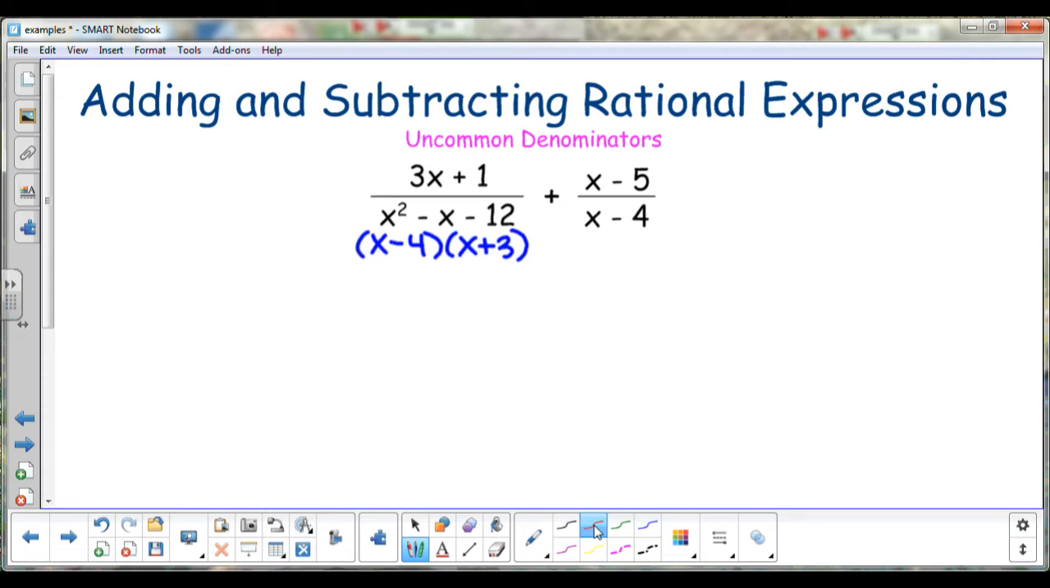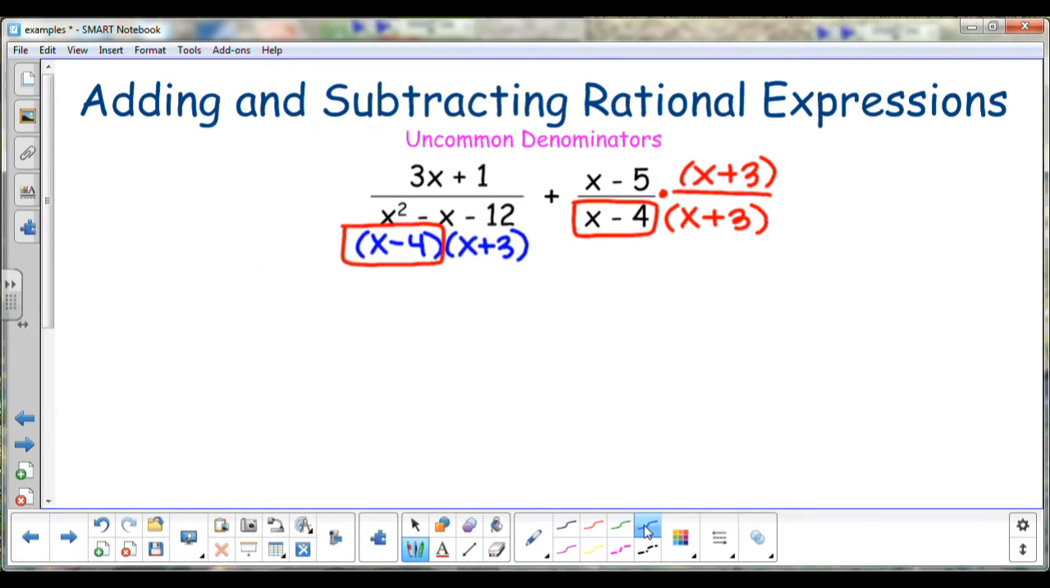So now I can compare the two denominators. They both share the x subtract 4, so it's the x plus 3 that this second fraction is going to need to create the same denominator in both fractions. So I'm going to multiply that x plus 3 to the numerator and to the denominator. This creates a factor of 1, so it's not changing the value of this second fraction at all, it's just changing its appearance.